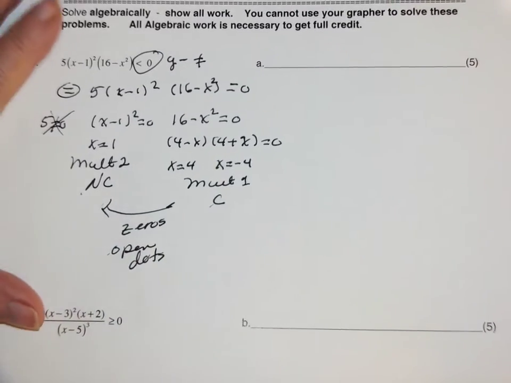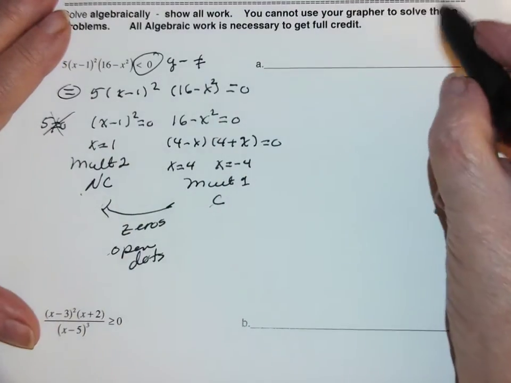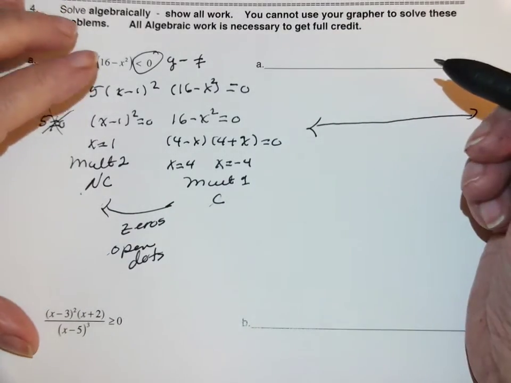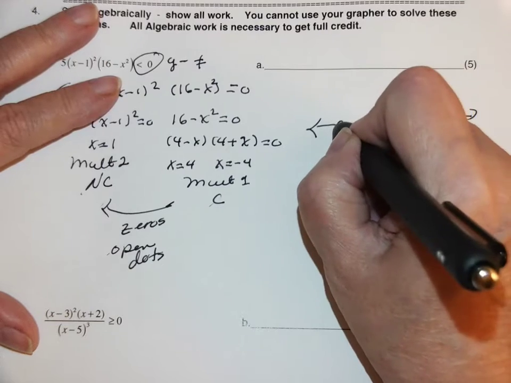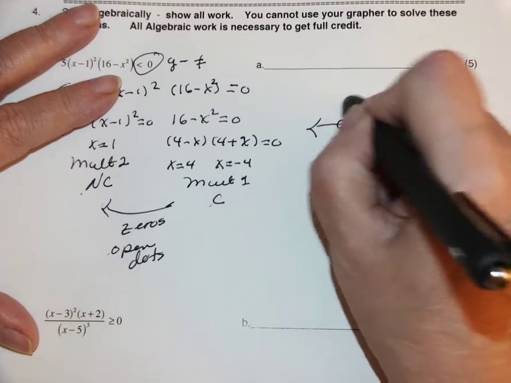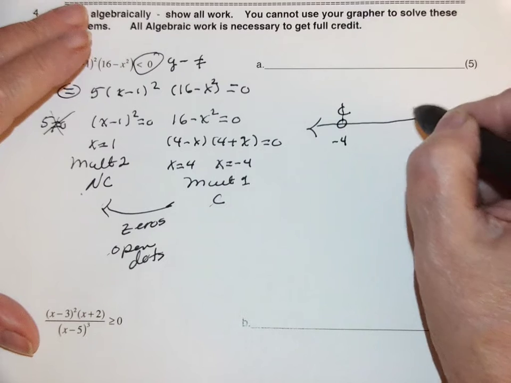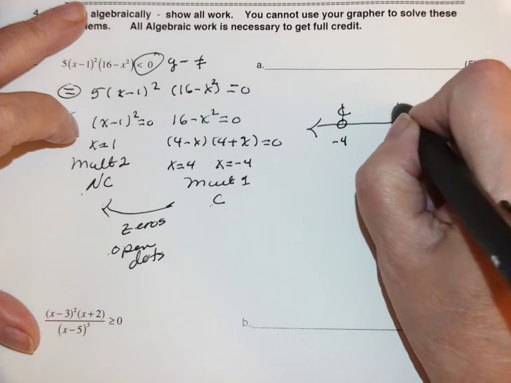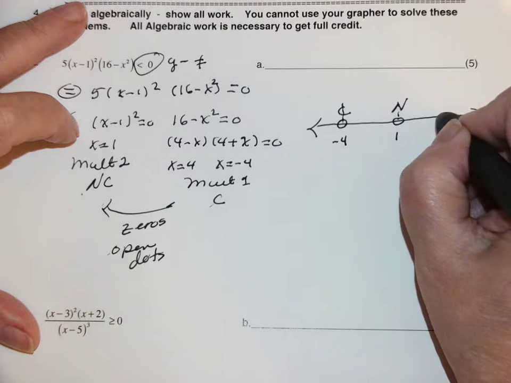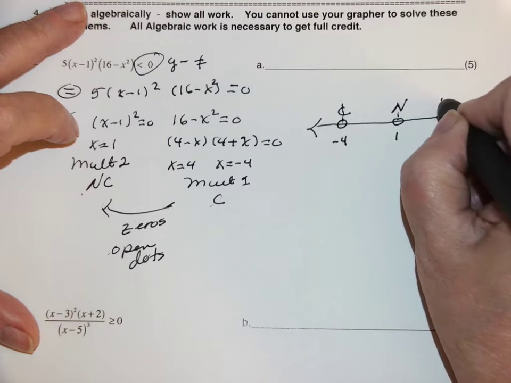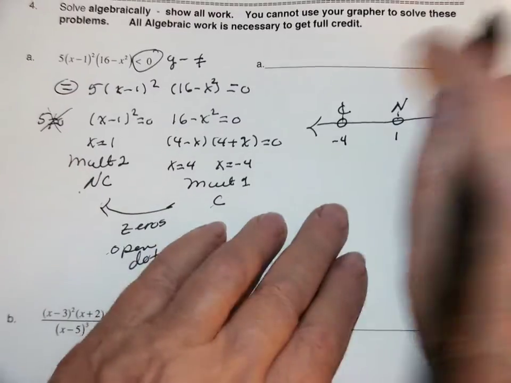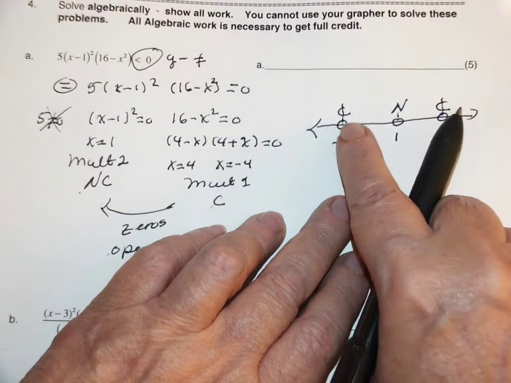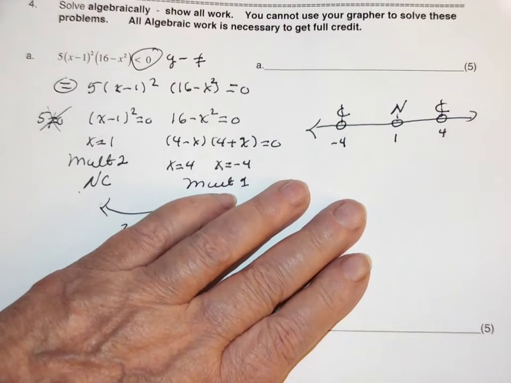There's no domain issue because there's no denominator. So on my number line, I have negative 4, change; 1, no change; 4, change. Now you don't have to do this. You could just pull a test point from each interval if you didn't want to do the change, no change.